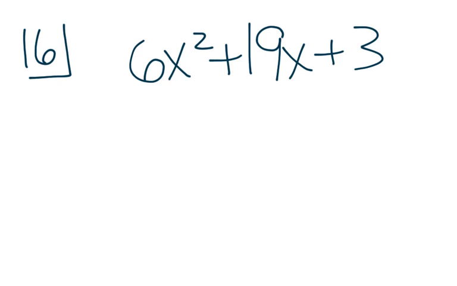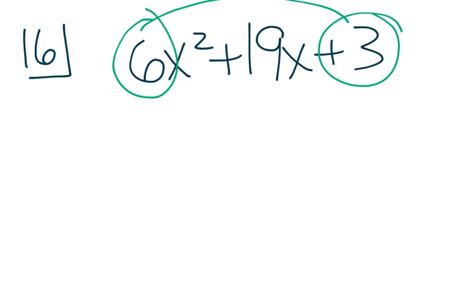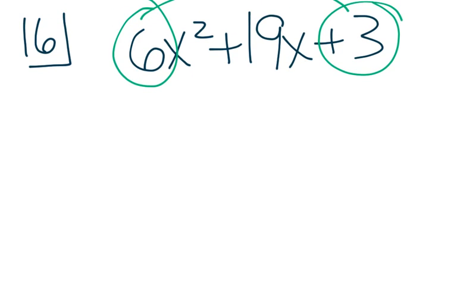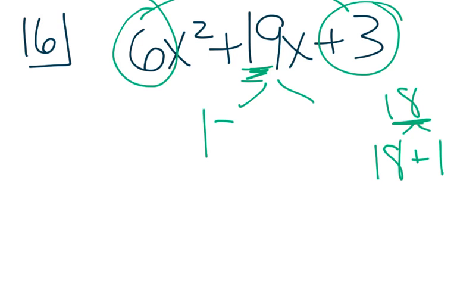Okay, so for number 16, once again, we're going to take our first and last term because we want to split them up into 4 terms. So 6 times 3 is 18. And we're looking for two factors that add to equal 19. So anytime this middle term is one more than this, what's probably going to happen is it's going to be that number times 1, because when you add it, it equals the middle term. So this is going to be 18x plus 1x, because that equals 19x.